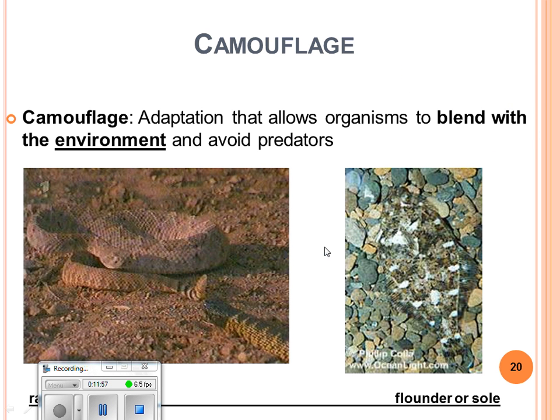So here are different examples of advantages that allow an organism to survive and reproduce. Camouflage, right? It allows you to blend into the environment. Here we have a fish at the bottom of the river, and here we have a snake that kind of blends in. They avoid predators, or even use camouflage so they can actually eat.